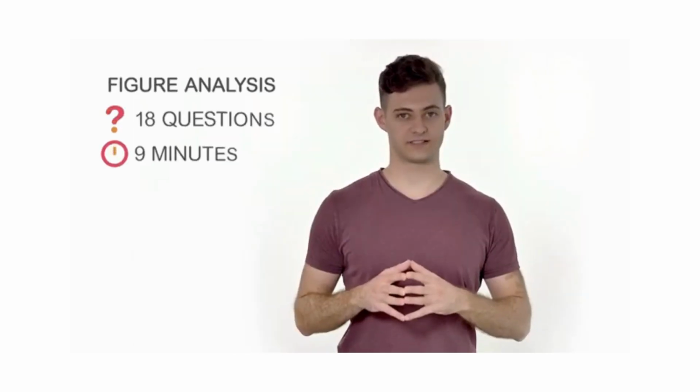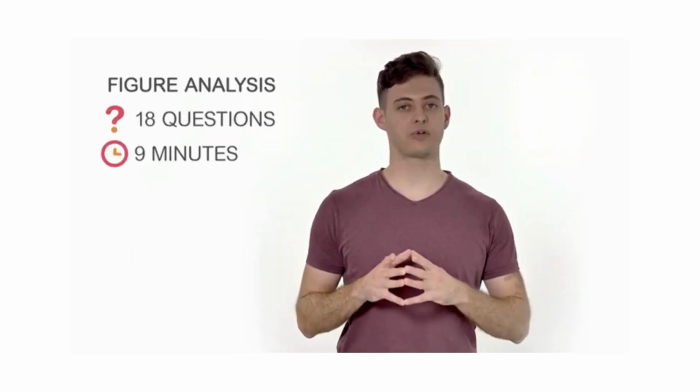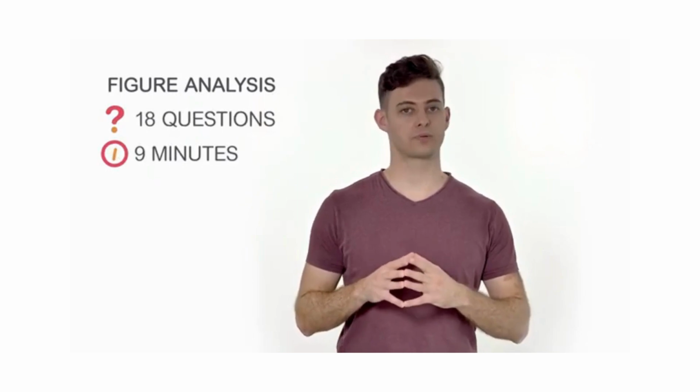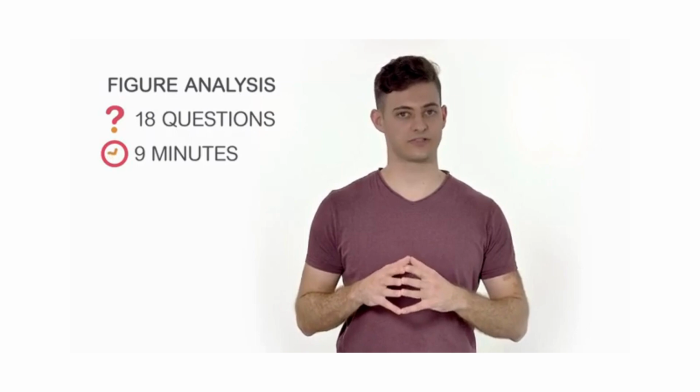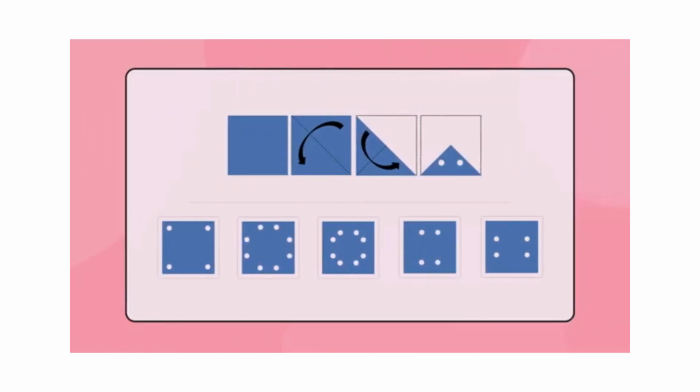In the figure analysis section, you must determine what an unfolded paper would look like if holes were punched into it while folded. This section gives 9 minutes to answer 18 questions. Here is a sample question. Can you figure out which of these options is how this paper would appear when unfolded? If you're confused, drawing the problem on a square sheet of paper can be helpful.